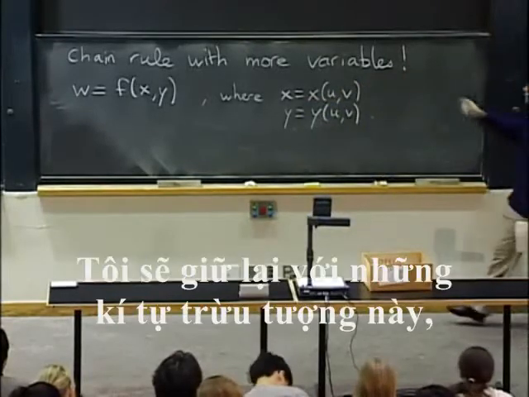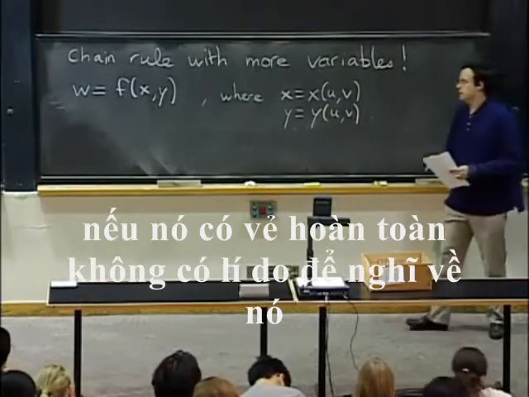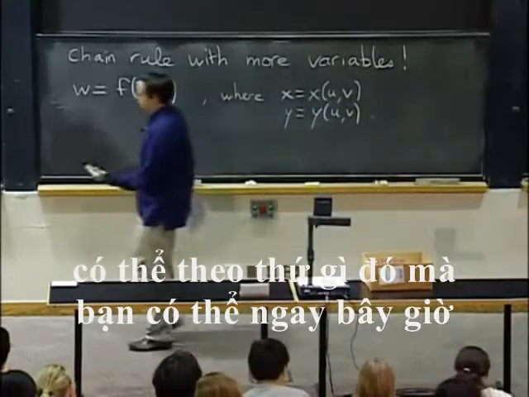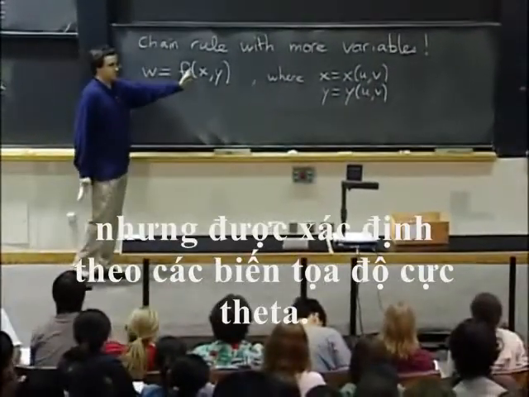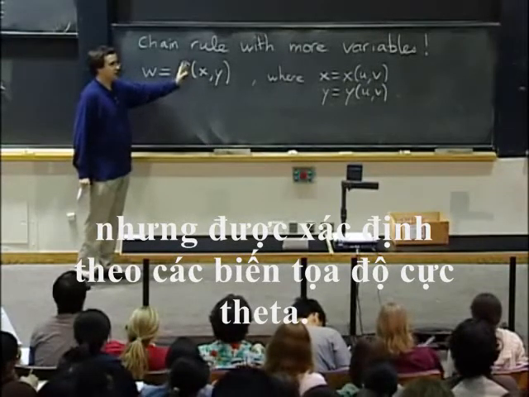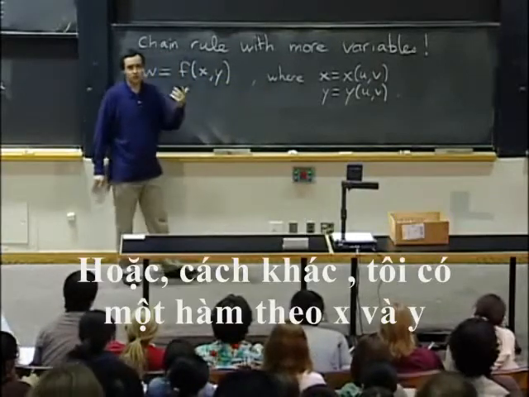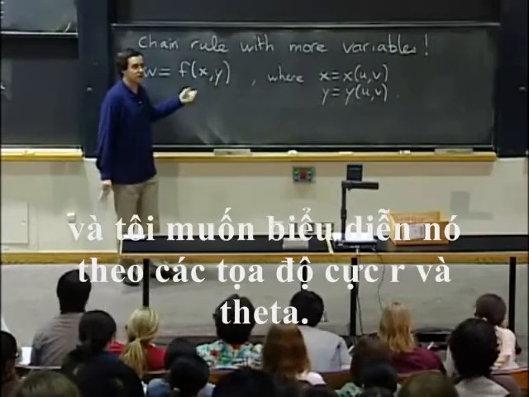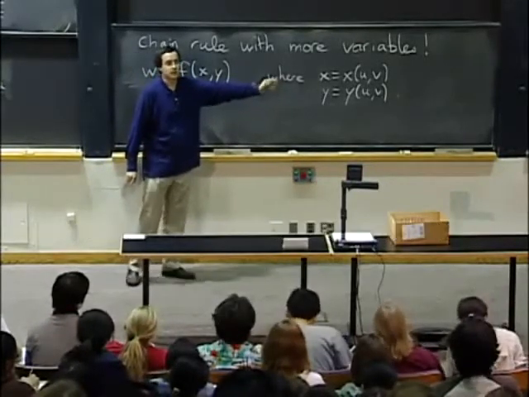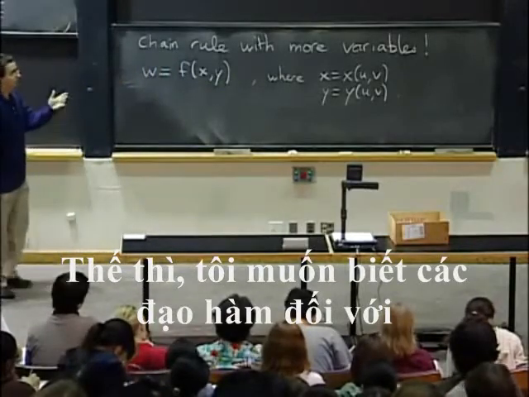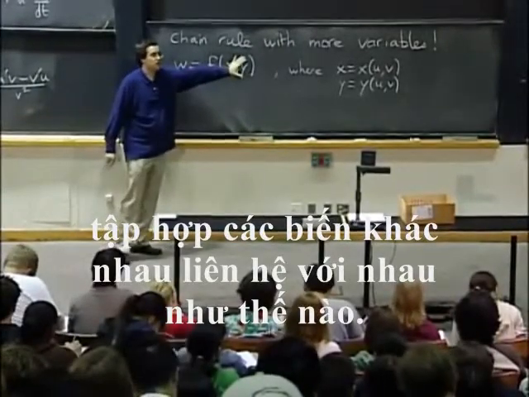Okay, so I'm going to stay with these abstract letters, but if it bothers you, if it sounds completely unmotivated, think about it maybe in terms of something you might know, say polar coordinates. Let's say that I have a function that's defined in terms of the polar coordinate variables r and theta, and then I actually want to switch to usual coordinates x and y. Or the other way around, I have a function of x and y, and I want to express it in terms of the polar coordinates r and theta. Then I would like to know maybe how the derivatives with respect to the various sets of variables are related to each other.